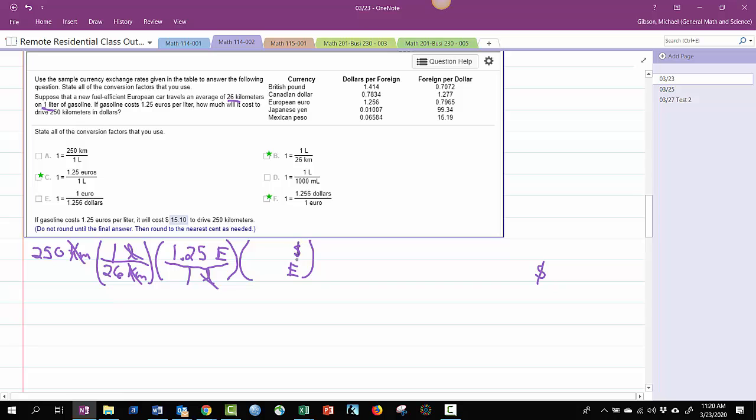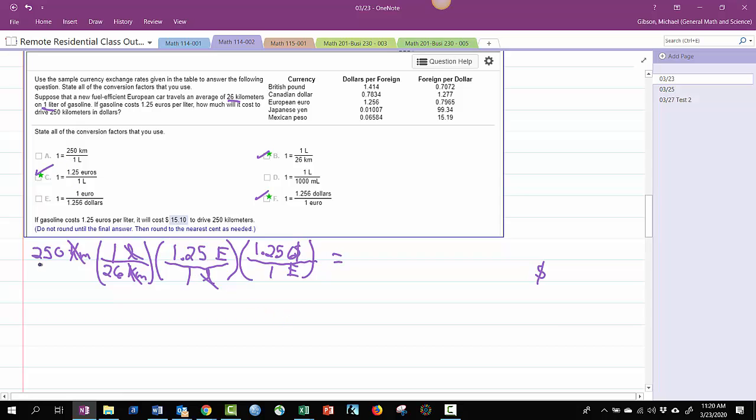And into dollars, okay? So since it's dollars over euros, that is dollars per euro. So 1 euro is $1.256. And if you'll notice, these 3 conversion factors we used are the 3 that are highlighted in the answers here, right? And you multiply this out, right?